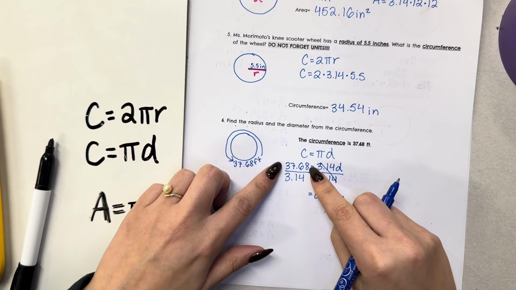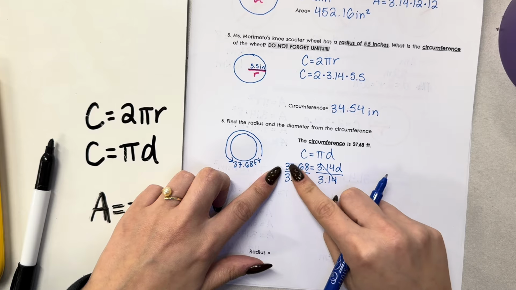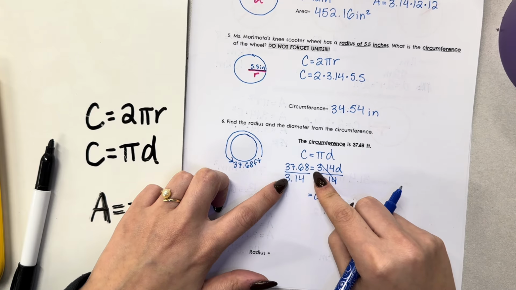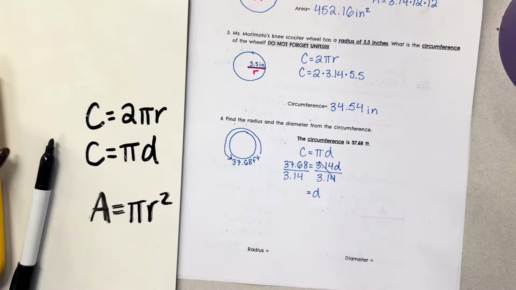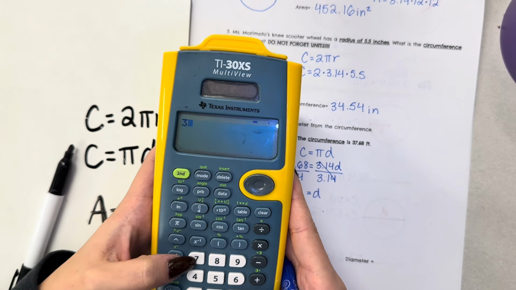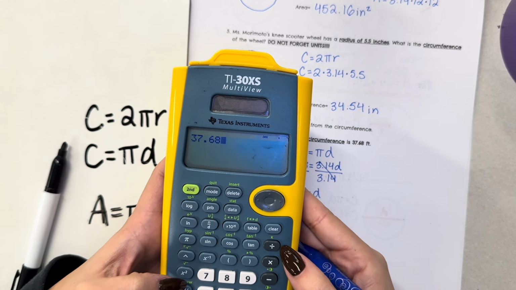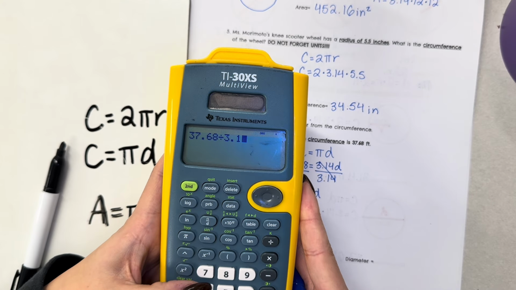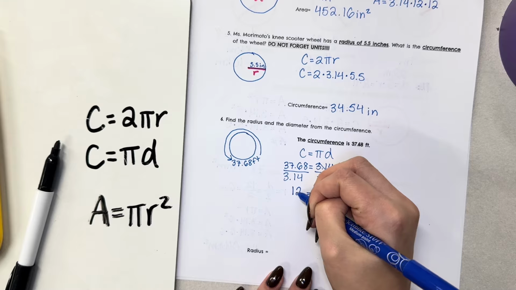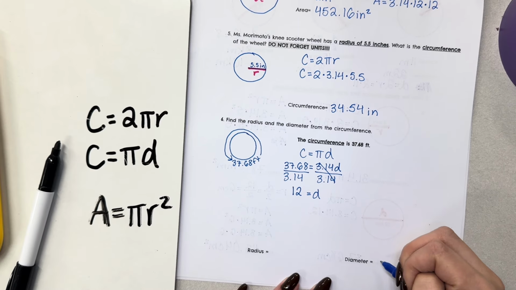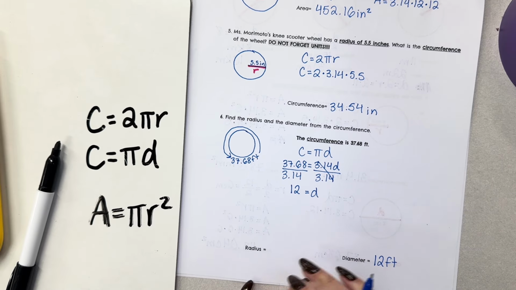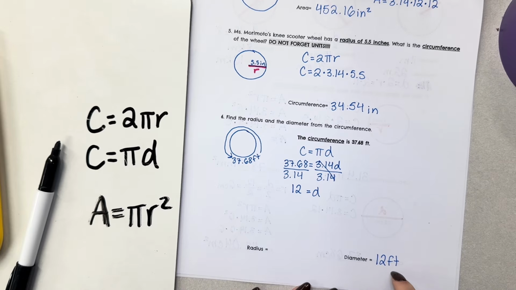Now, what is the operation happening here? What is the math that's happening here? 37.68 divided by 3.14. So that's what I'm going to put into my calculator. 37.68 divided by 3.14. And I get 12. My diameter is 12. So I'm going to go over here and I'm going to write 12 feet. Fabulous. Now I've got 12 feet for my diameter.